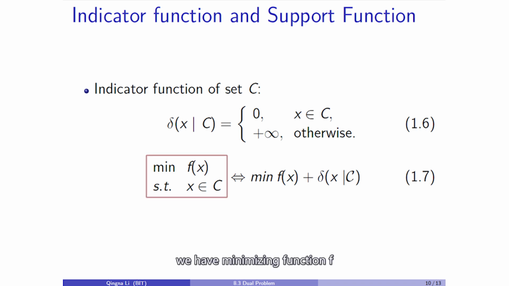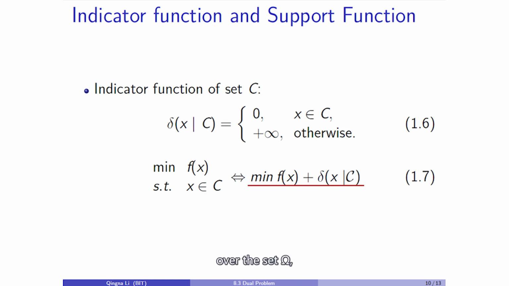For example, we have the problem of minimizing the function f, where x is in a feasible set omega. Then by the indicator function delta over the set omega, this problem can be transferred into an unconstrained problem.